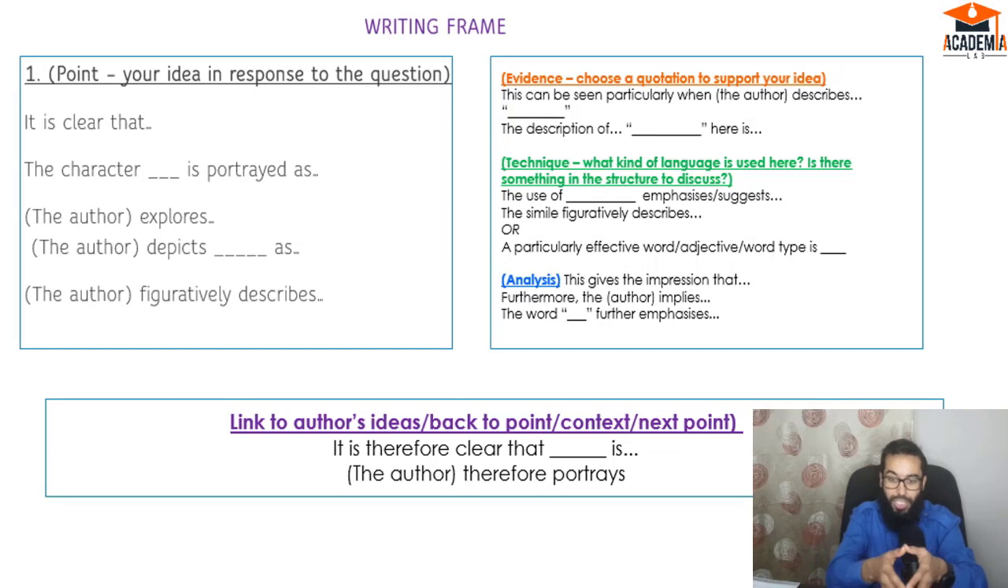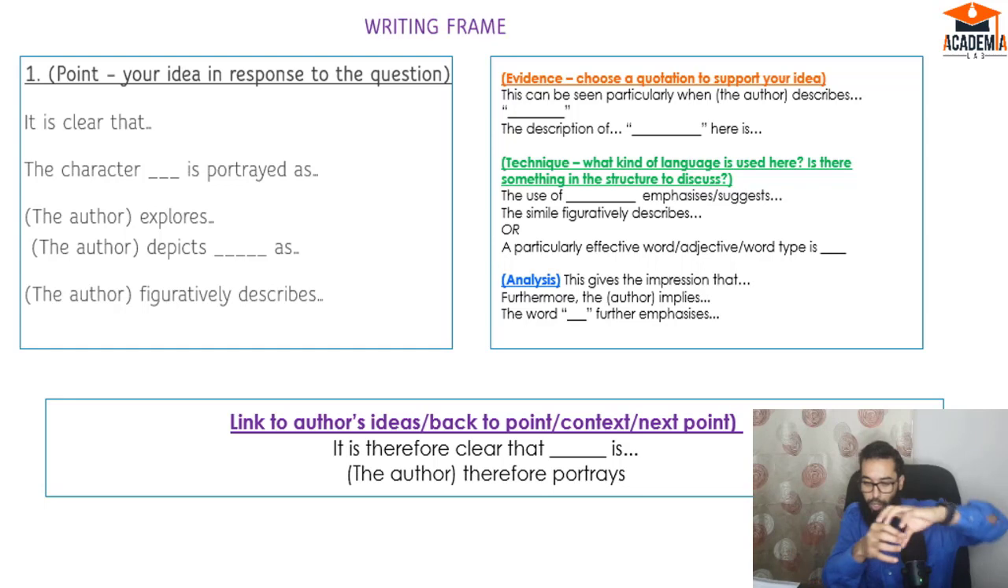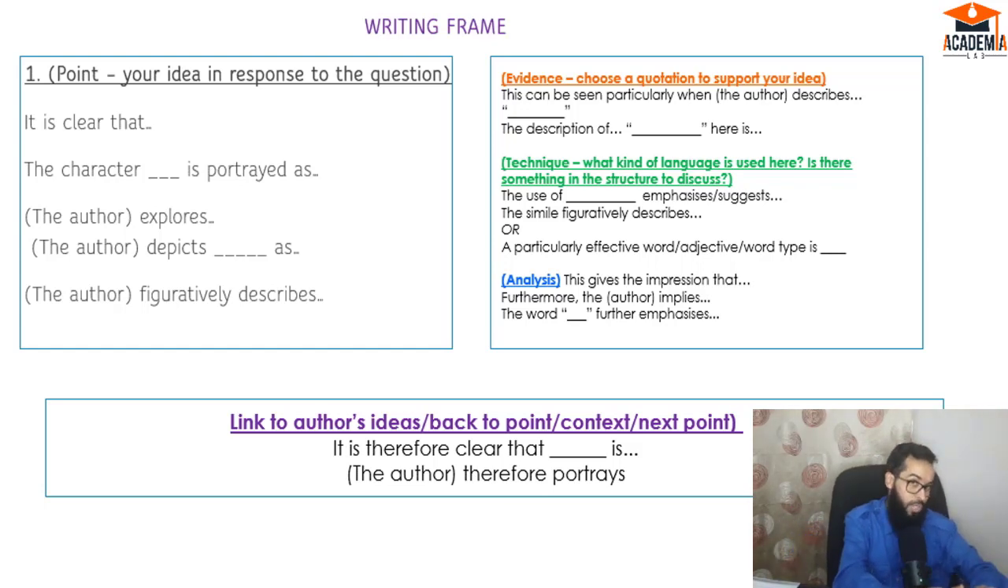And then you go to analysis, and in the analysis you basically analyze and you say, this gives the impression that, furthermore the author implies. Do you understand? The word you mentioned further emphasizes. It is very important to analyze in that way as well. So all of these are together in order to create your answer. Link to author's ideas, back to point, context, next point. You need to link all of these to your point. Remember that. It is therefore clear that, and you go back to your point, or you can say the author therefore portrays, and you go back to your point as well, and you explain it one more time. So this is it.